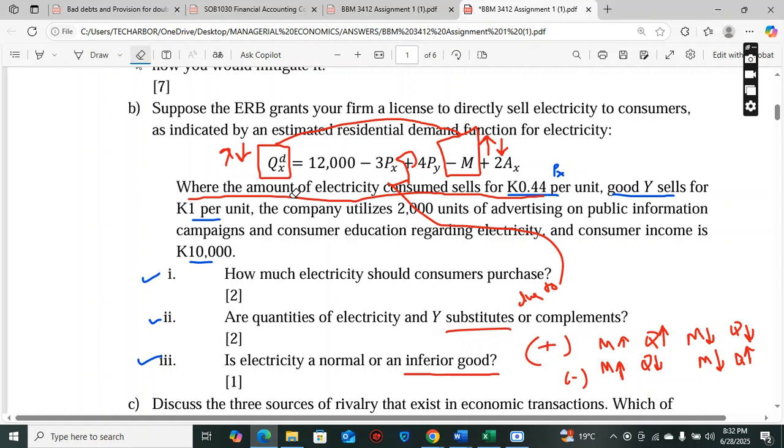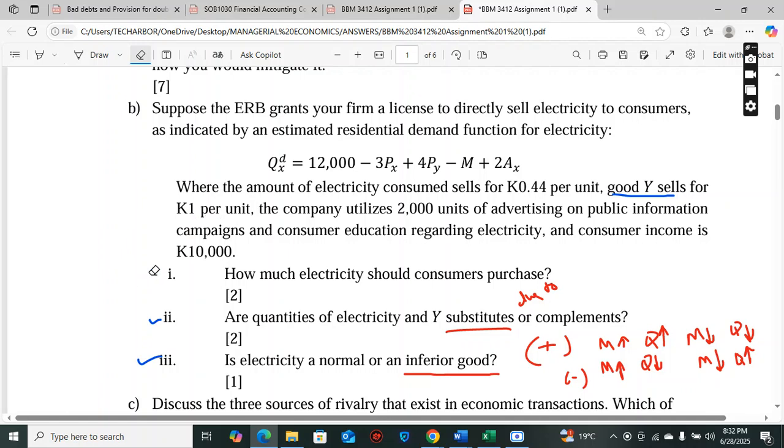Which brings us also to the next portion. I know it's not part of this question, but you will deal with these questions in managerial economics. Price elasticity of demand, cross price elasticity of demand, and income elasticity of demand. Those can also be used to tell us if the goods are complements or substitutes, and if they are inferior goods.